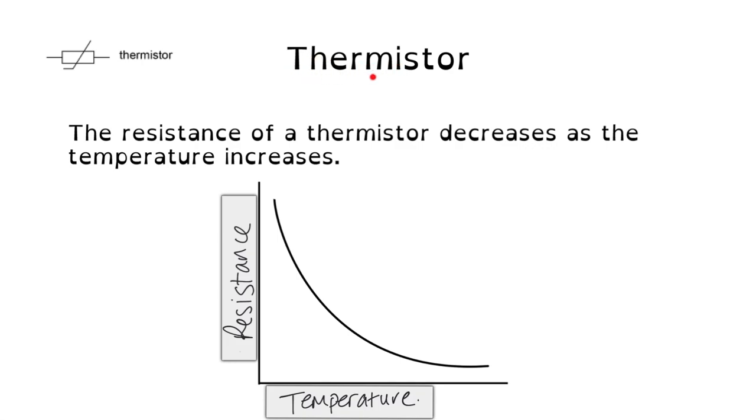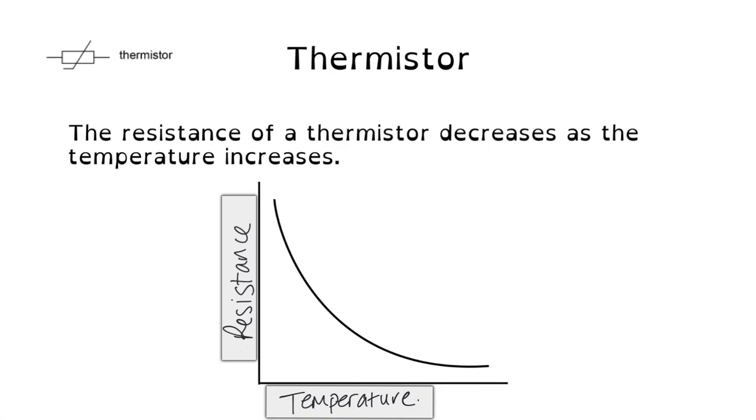Therm links to temperature or heat, so the resistance of a thermistor decreases as the temperature increases. So as we get hotter along this part of the graph, we can see the resistance starts to go down. So at a low temperature, it's got a high resistance. At a higher temperature, the resistance is lower.